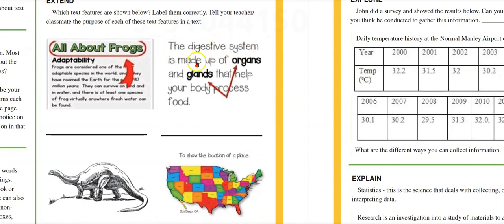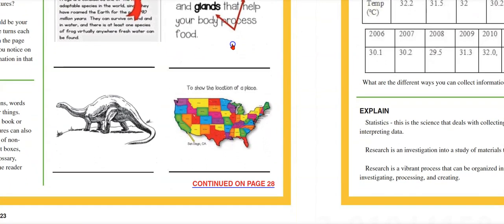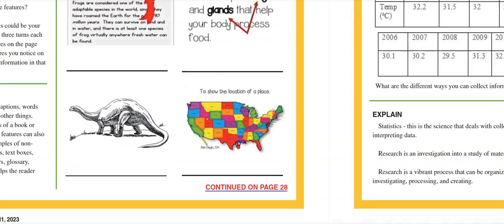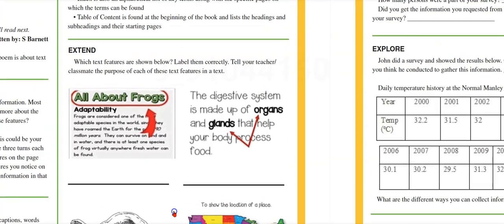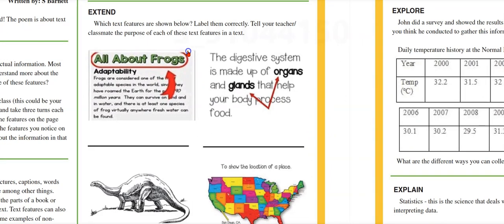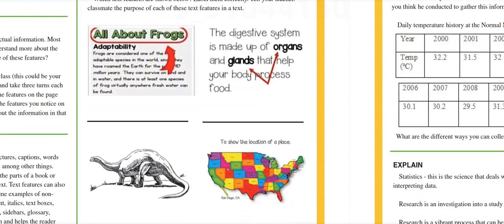The digestive system is made up of organs and glands that help your body process food. Okay, so I guess this is some diagram here, some dinosaur, and a map to show the location of a place. All right. So these are some of the text features that we can look out for in non-fiction text.